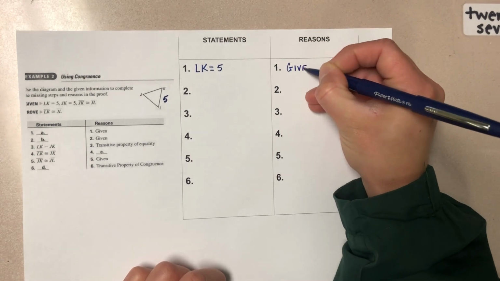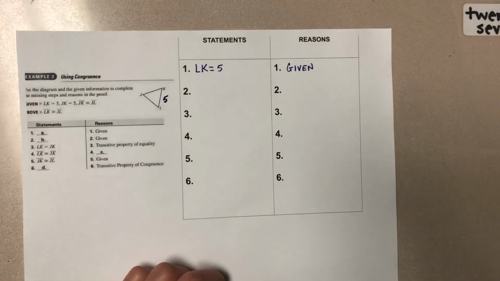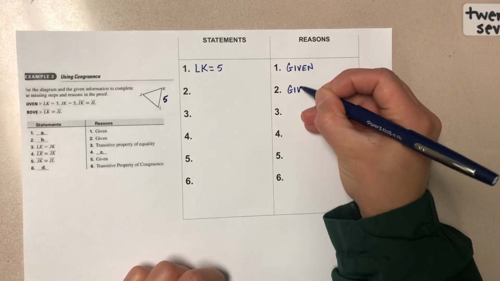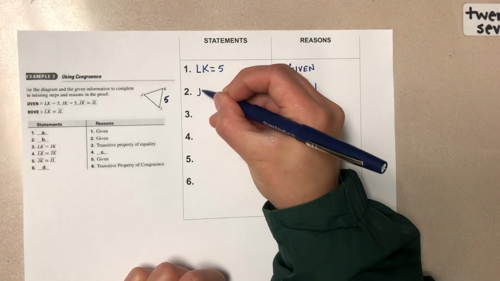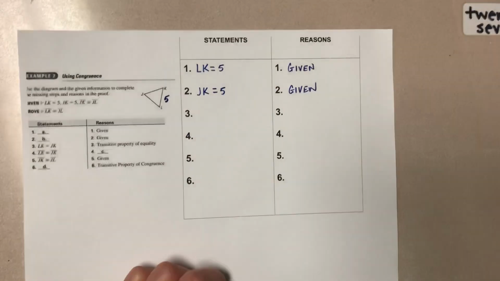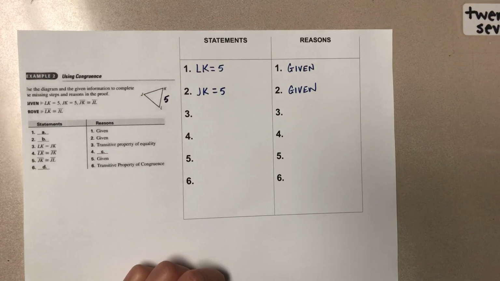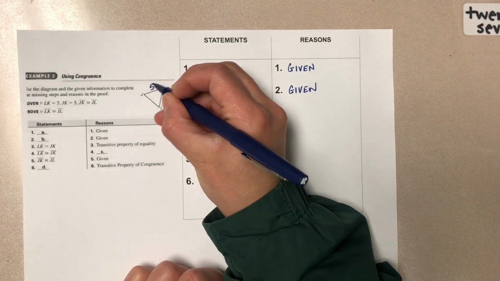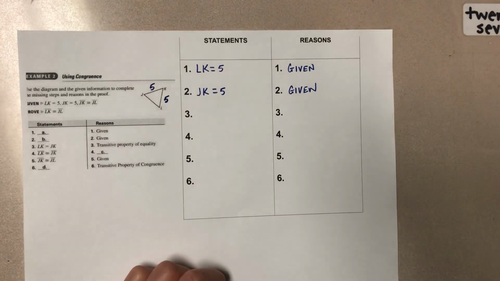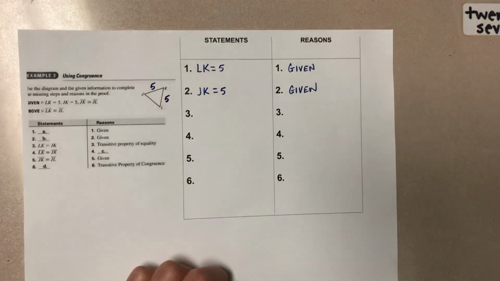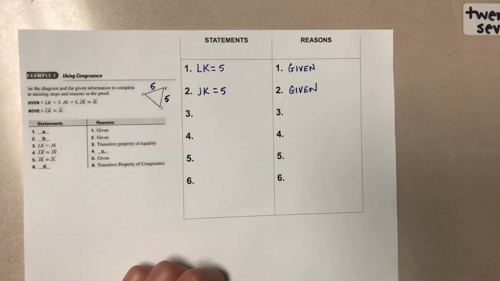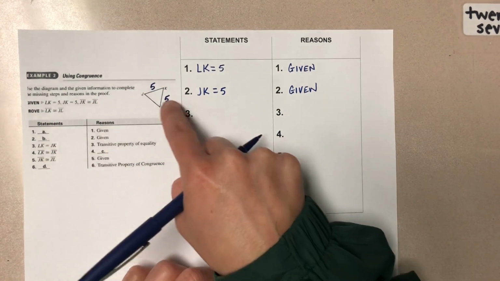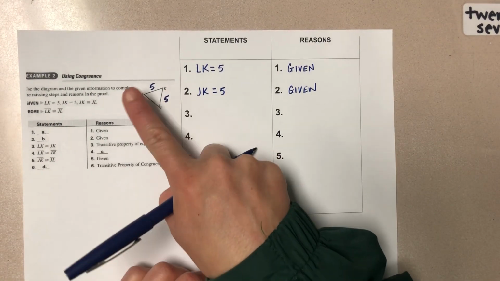And our reason is given, which they already wrote under reasons. Second reason here is also given, and they tell us that JK equals 5 as well. Okay, so JK equals 5. So also on the diagram that you've drawn, go ahead and write a 5 and label it a 5. So we can deduce that JK and LK are congruent to one another because the lengths are the same, okay? So that's essentially what they want us to prove, is that LK is congruent with JL.